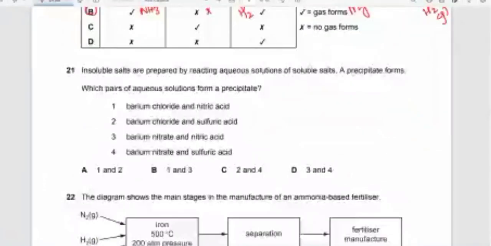Question number 21. Insoluble salts are prepared by reacting aqueous solutions of soluble salts. A precipitate forms. Which pair of aqueous solutions forms a precipitate? Barium chloride and nitric acid.